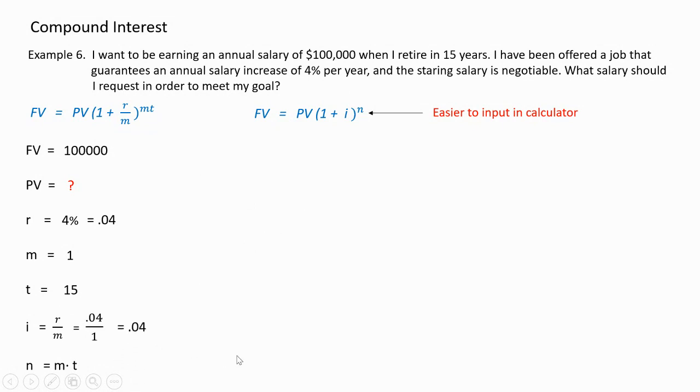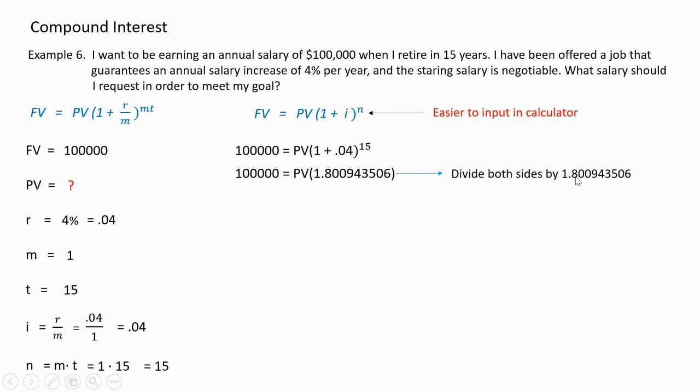R divided by N is just 0.04, right? So that's real nice and finite. So I can put that in the calculator to replace the R divided by M. And N is 1 times 15, which is 15. So again, we plug everything in, right? There's my future value. The present value is what we're looking for. My I is 0.04 and my N is 15. Okay, now you're going to put all this in the calculator, right?